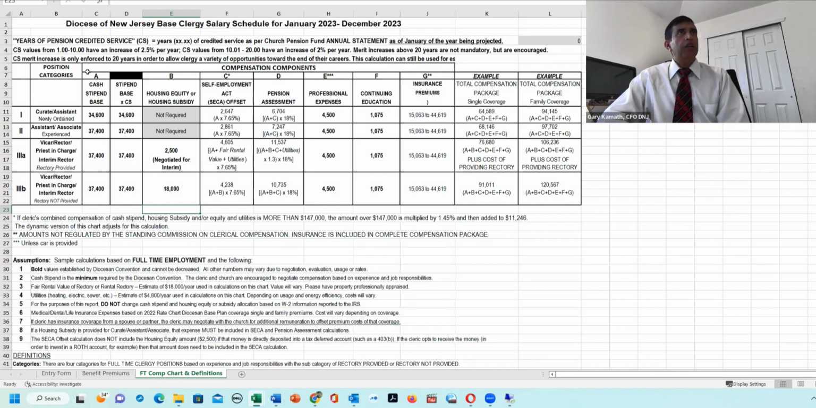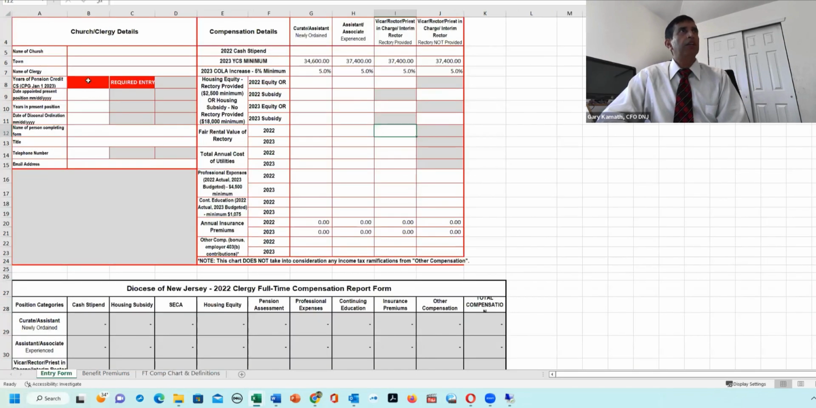When we talk about the right, a few other columns. First one is the cash stipend base. These are minimums, and cash stipend base times the years of credited service. This will be adjusted once you put in the years of credited service. I'll show you that on the first page. Actually, in the entry form, we have that in this section, V8. This is a required entry. It's in red.